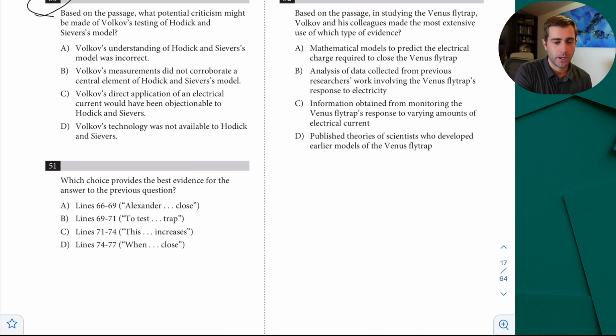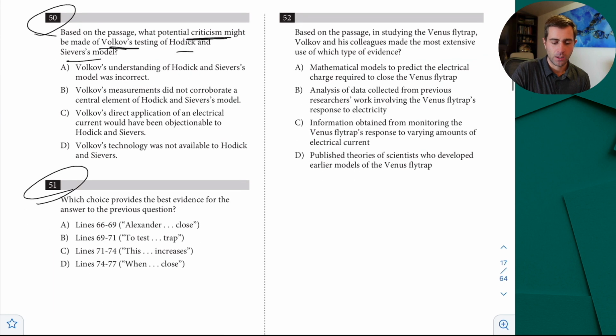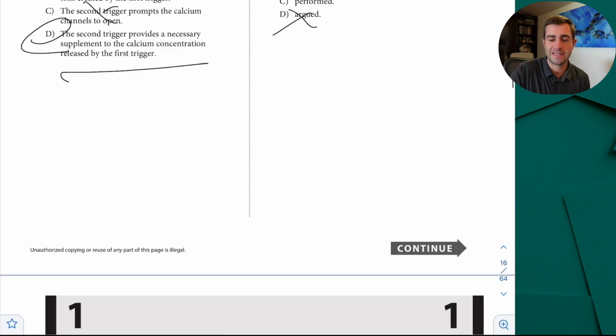50 and 51, so we get another paired evidence question here. Based on the passage, what criticism might be made of Volkov's testing? That's going to be our last paragraph of Hodak and Siever's model. Once again, all of our lines are pretty tight. Some SAT passages are way more spread out, but this is going to be an easy one for me to just reskim those lines.